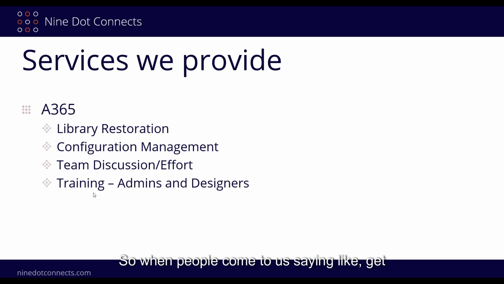So when people come to us saying, get us going, there's a lot of elements to it. Number one, there's library restoration, because if we take a crappy library, one that's really not in its proper form, and we put it into A365, all you're doing is preserving that state of the library. Garbage in, garbage out. So a lot of times it starts off with, hey, what do we need to do to get your library in such a way that when we migrate it into 365, it is prim and proper.